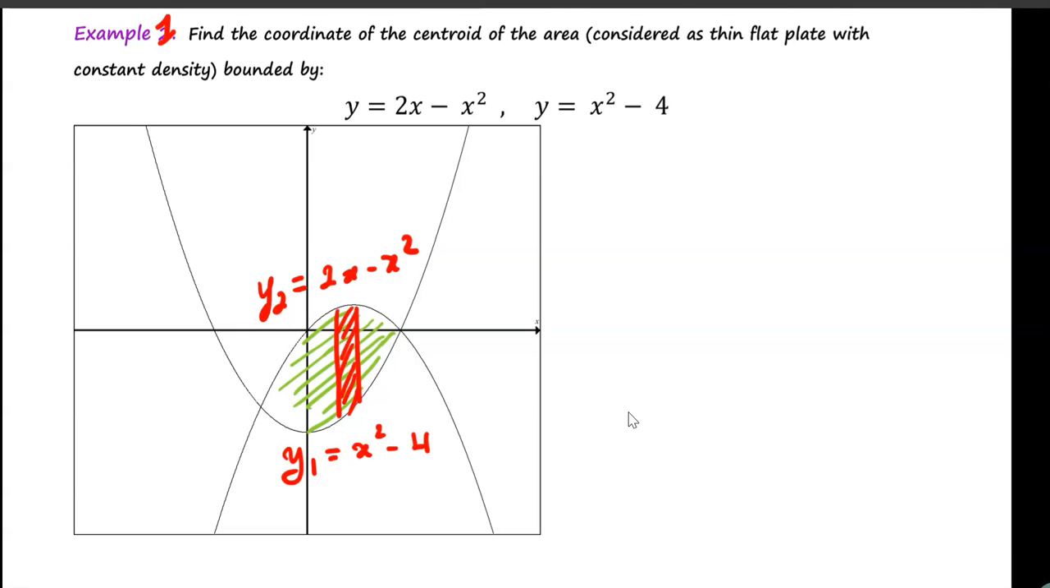So I'm going to stop here, and I will continue in the next video to find the coordinates of the centroid of this area using integration. Okay, thank you.